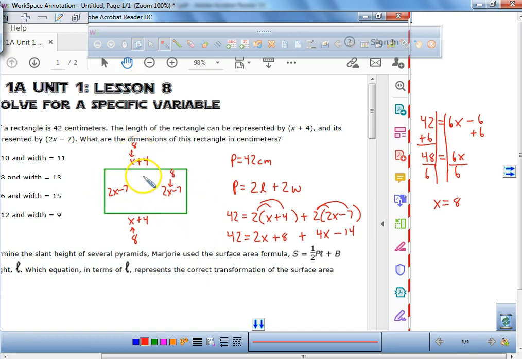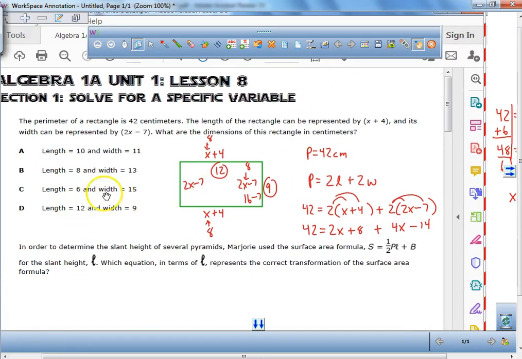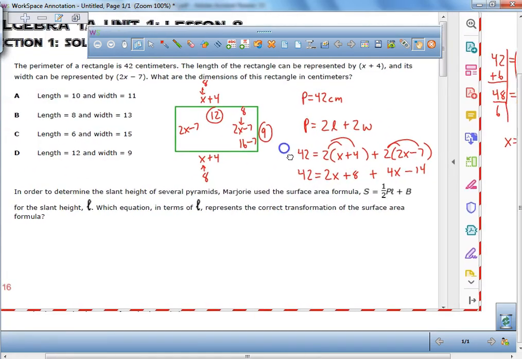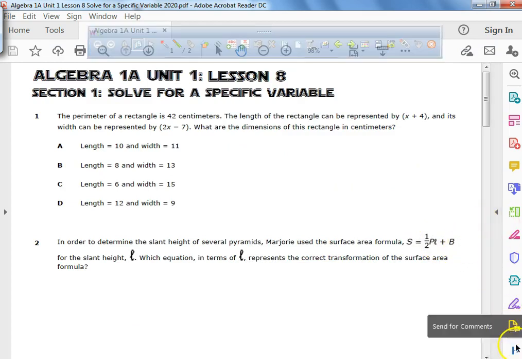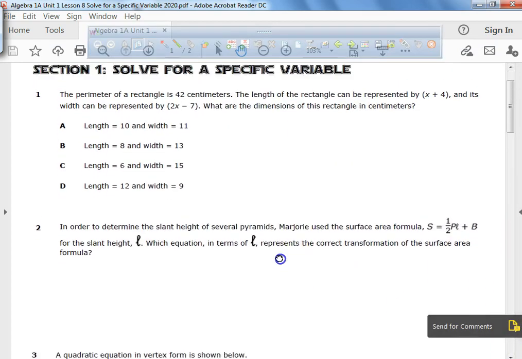All right, so 8 plus 4 is 12. And then we have 16 minus 7 is 9. So it looks like the length is 12 and the width is 9. And so my answer would be D in this particular circumstance. So we basically solve for x and plug it back in. So that's number 1. Now number 2, I'm going to give us a little more space here. Let's take a look at number 2.